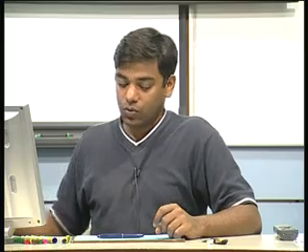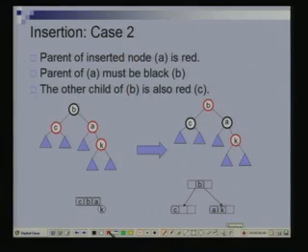Because it gets to case 1 then. Is that true? Let's see. He has a very interesting question here. Let me just check. Let's confirm this. So he's saying, suppose the parent of this was red, right? Then you're saying the other child of this has to be black. It cannot be red, clearly, otherwise there was already a double red problem, right?